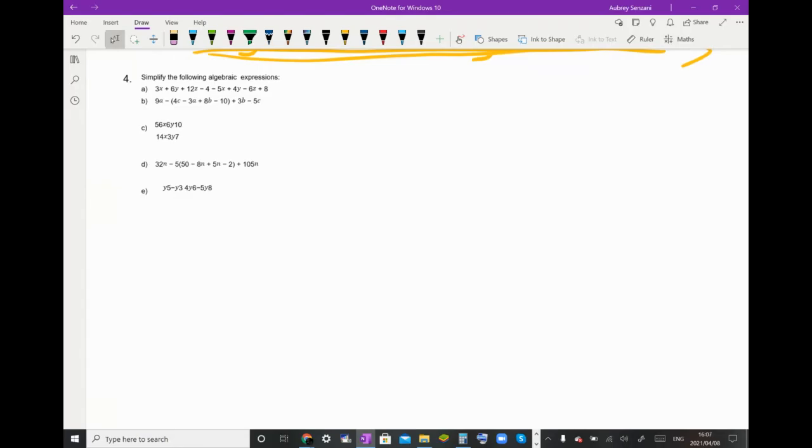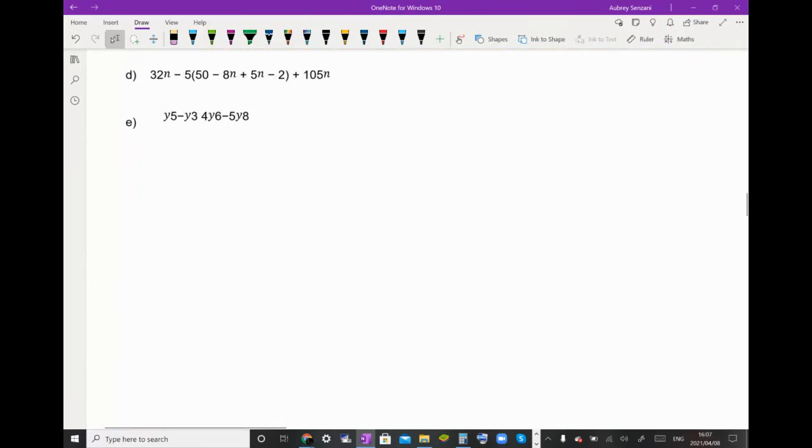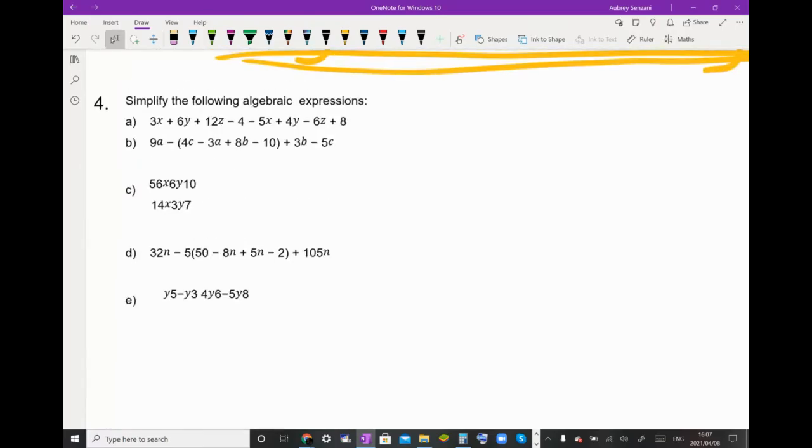How could we simplify this algebraic expression? Okay, the easiest way would be to actually put like terms together. So if we put like terms together, let's see, this 3x would get together with that minus 5x, which would then give us a negative 2x.